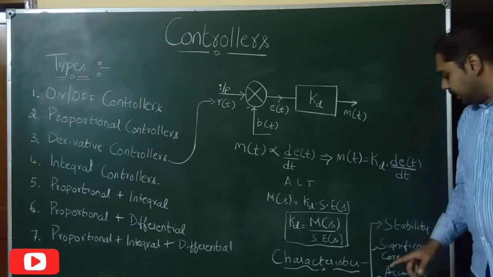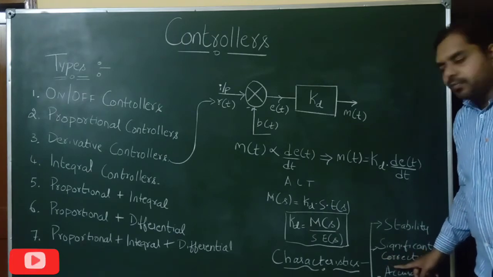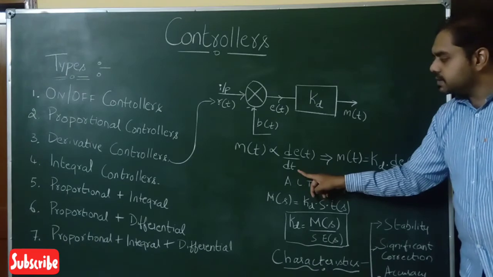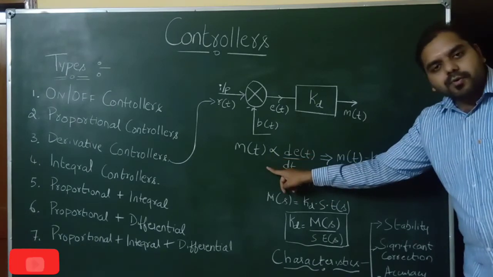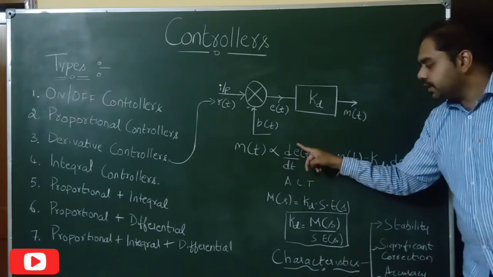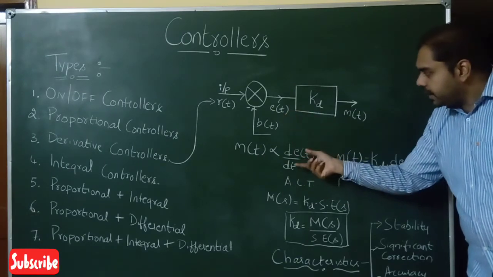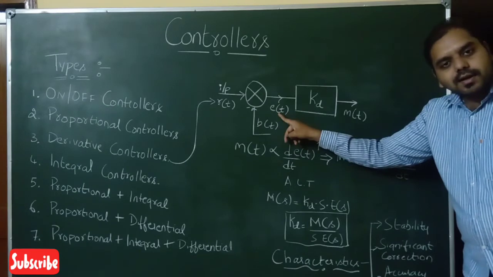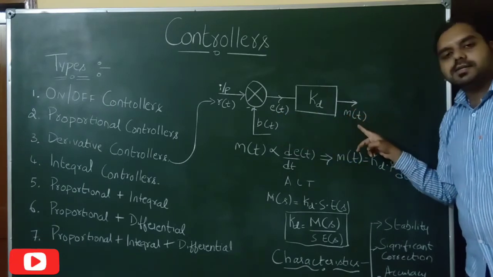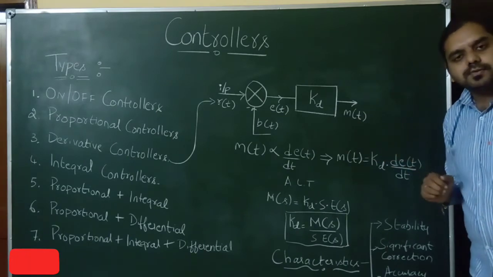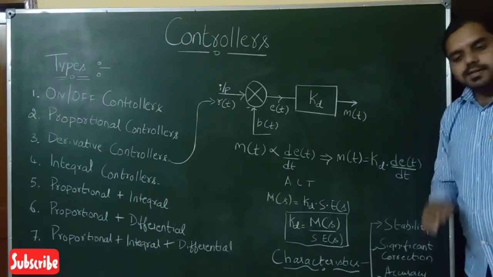Second is, it provides significant correction for every small change in the input of the system. So, what happens here, since our manipulated output or the desired output is proportional to the time derivative of our error signal, very minute changes in our error signal will make the required changes in the output of the system, so that our output will reach the desired value as soon as possible after activating the system.